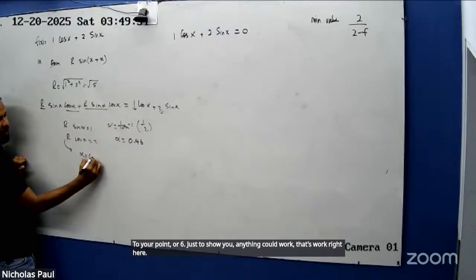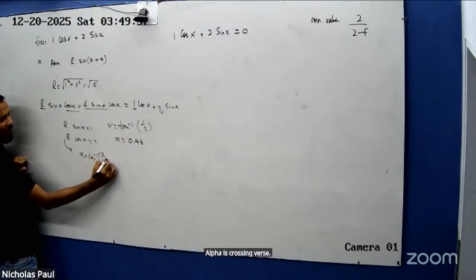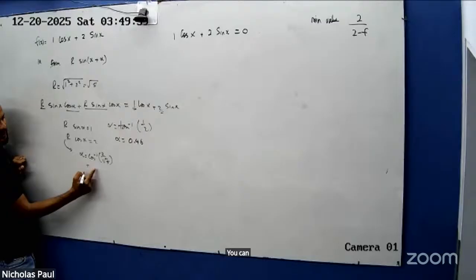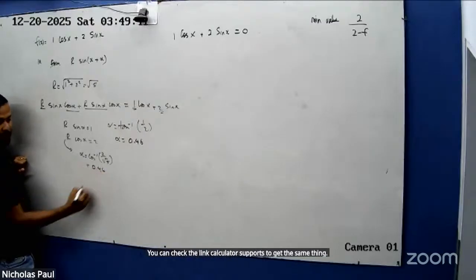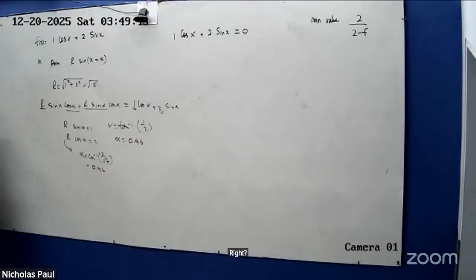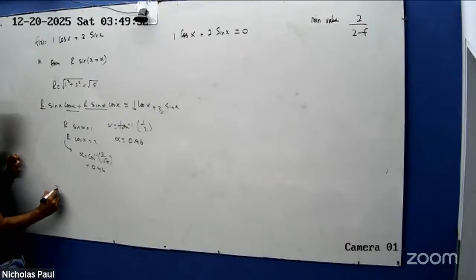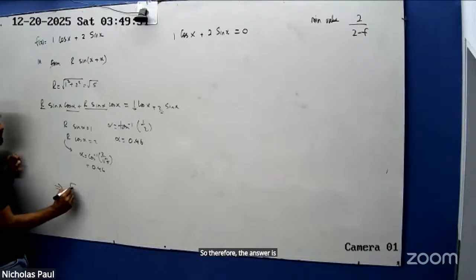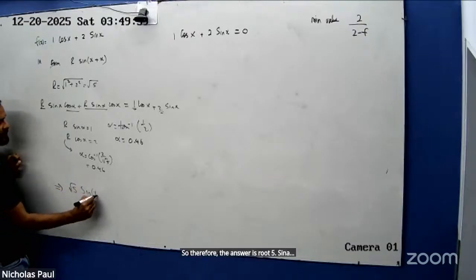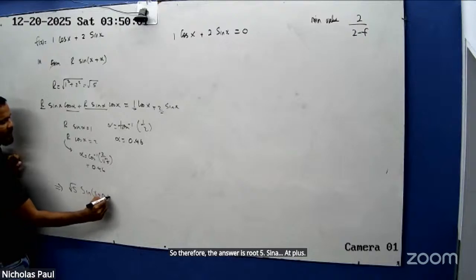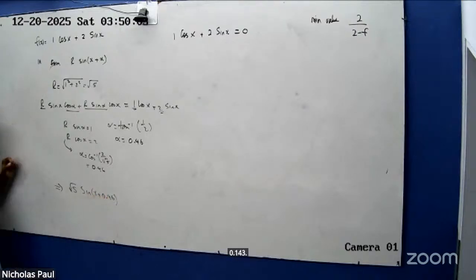Just to show you anything could work, alpha is cos inverse 2 over R. You can check it in the calculator and you're supposed to get the same thing. Any one should work, even sine could work. So therefore, the answer is root 5 sine x plus 0.46. Right?